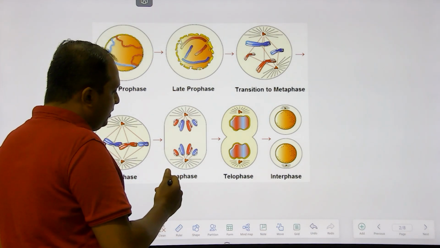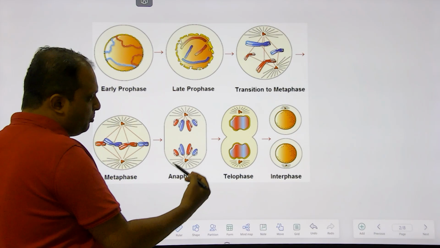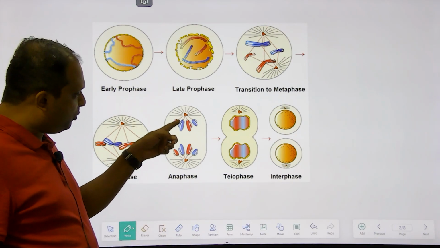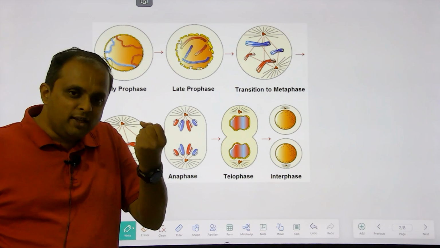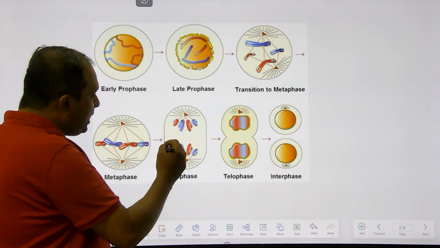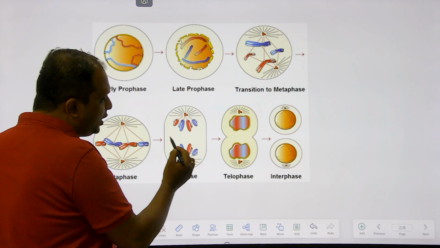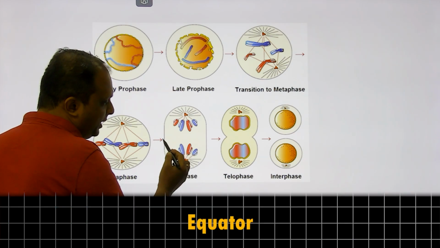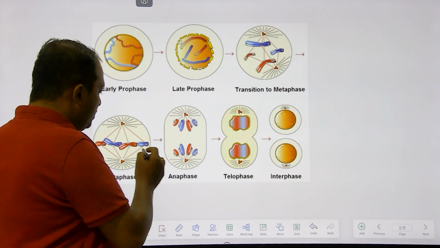And the other thing that happens is, once the chromosome is split, it moves towards the opposite pole. The spindle fiber starts pulling the chromosome towards its respective pole. In that movement, you can see that the centromere is towards the pole and the chromatid is towards the equator. The equator is an imaginary axis, not any physical structure.